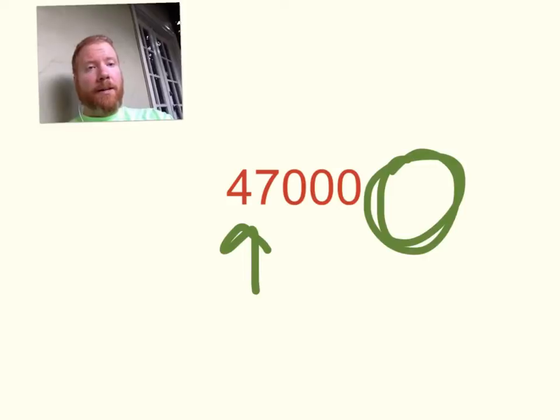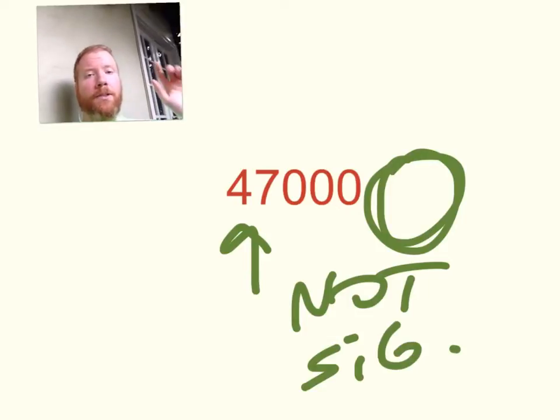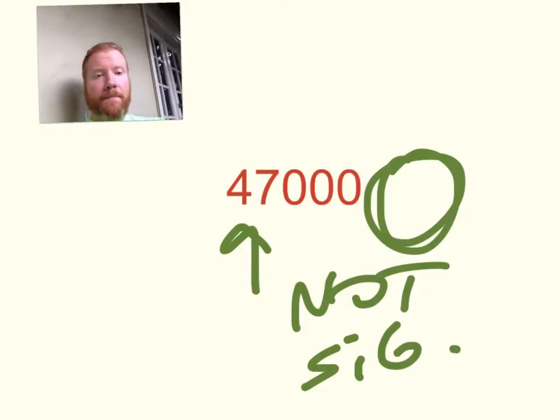There's no decimal point. So what that means is that these last zeros here are just a guess, and so they're not significant. Now, that does not mean they're not important. We can't just get rid of them, but they're not sig figs. So this number only has these 2 sig figs here. These 3 zeros are not significant. Okay? So we wouldn't count them as sig figs.